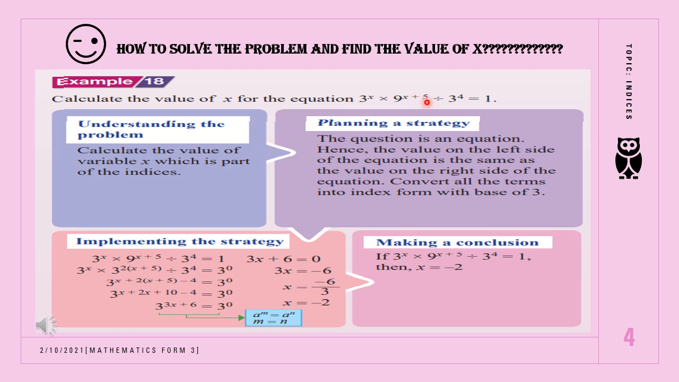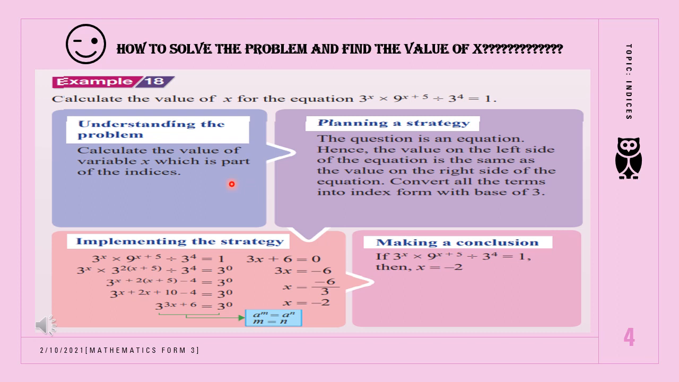The next slide is how to solve the problem and find the value of x. So you can see the example given. Calculate the value of x for the equation 3 to the power of x times 9 to the power of x plus 5, divided by 3 to the power of 4, equal to 1.